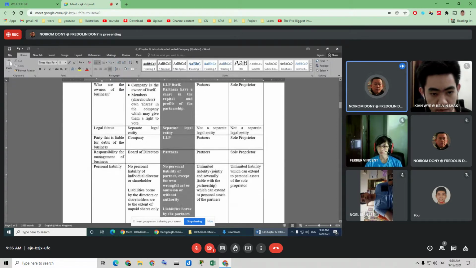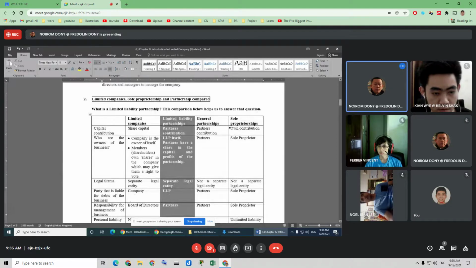Okay, any questions on this one? Can you understand the difference between the business ownership types?